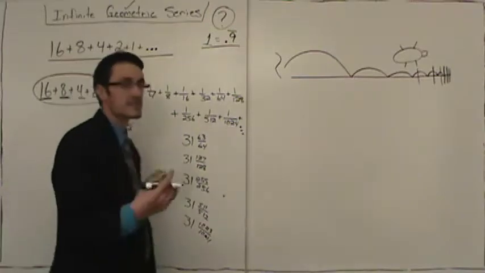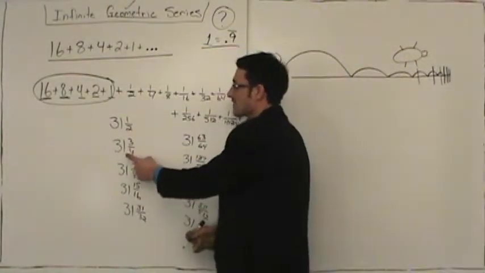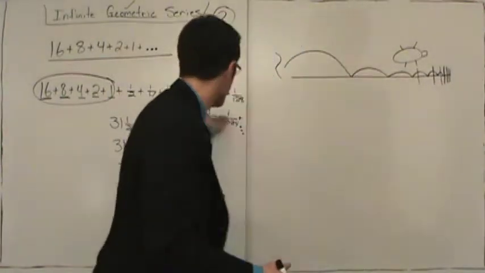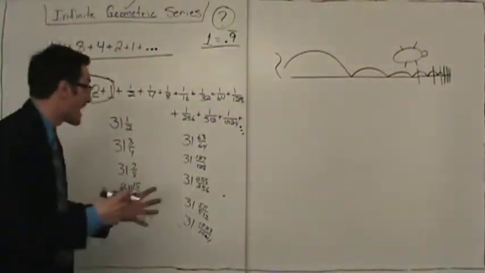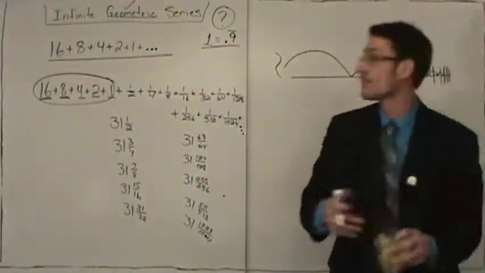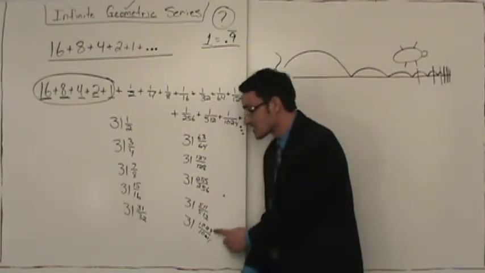My question is, is this ever going to get to 32? Notice 31 1/2, 31 3/4, 31 7/8. No, it's never going to get to 32. Look at the pattern. As we keep adding and adding, are we ever going to get to 32? No, because the fraction will always be just slightly smaller than 1.